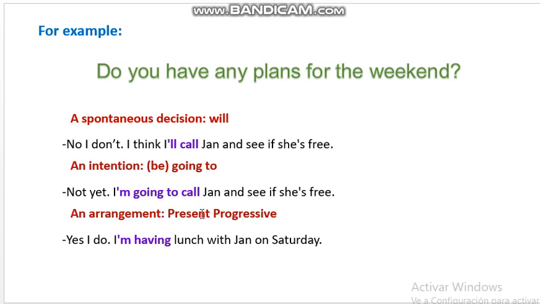The third one is an arrangement. First, the question. Do you have any plans for the weekend? Yes, I do. I'm having lunch with Jan on Saturday. Look at this. It is an arrangement. That's why you use the present progressive. Why is it an arrangement?